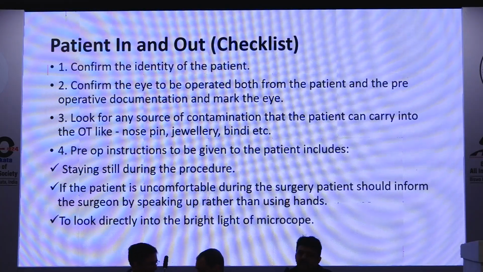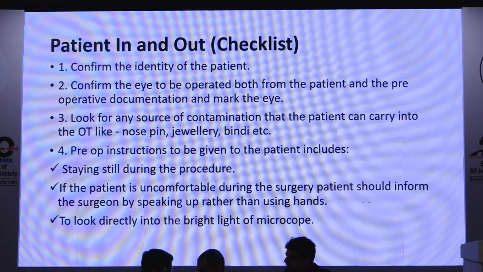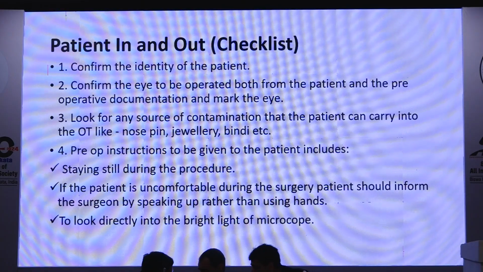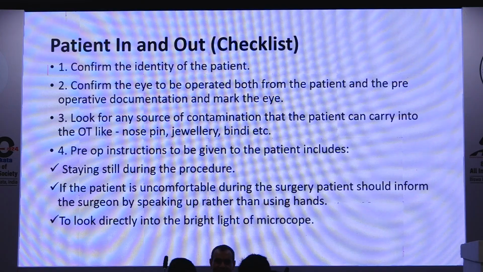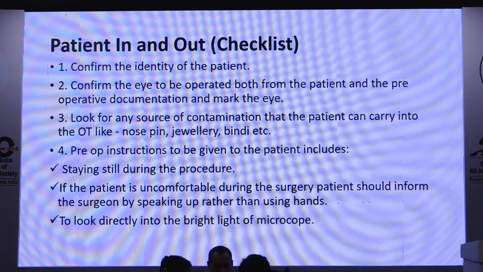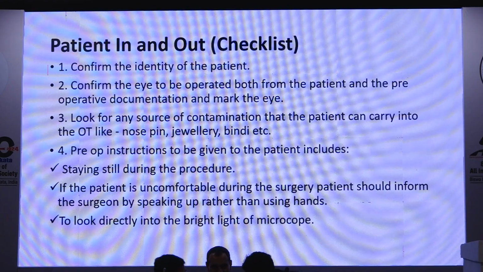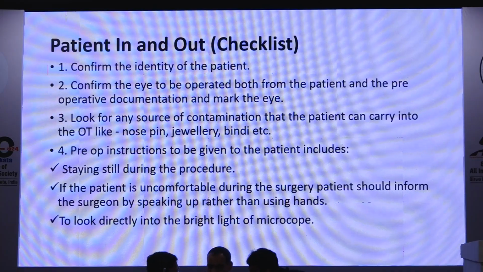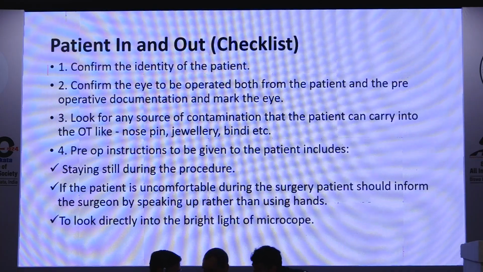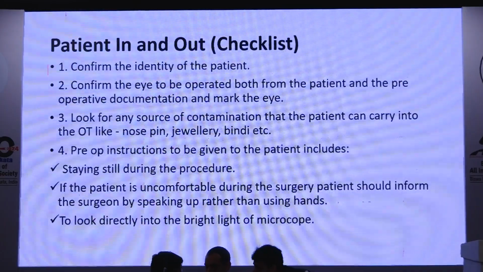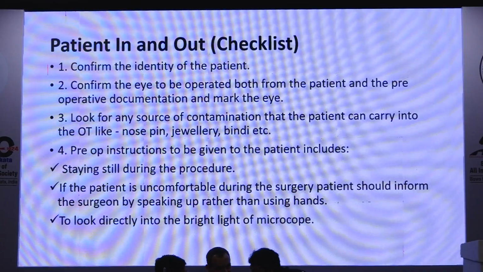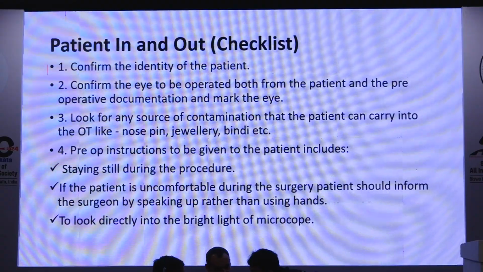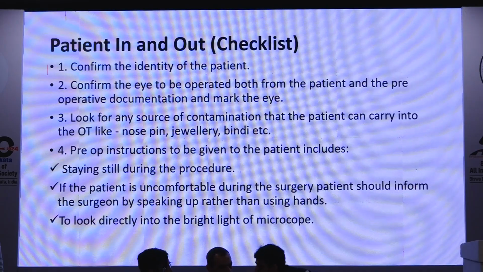A checklist is very important. Most of the problems occurring in ophthalmology are the wrong patient, the wrong eye, or the wrong surgery offered to the eye. So it is important in your checklist before you start the surgery on a patient to confirm the identity, confirm which eye, and what surgery is offered. Also look for other sources of infection, like people from villages who may have a nose pin, jewelry, bindi, etc. Even if you tell them, they may not register it the day previously. It is to be seen before the patient is taken to the OT.